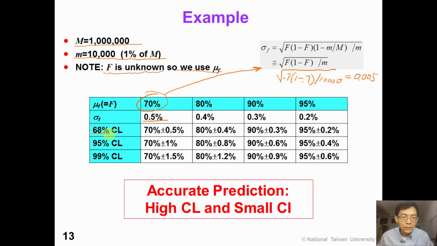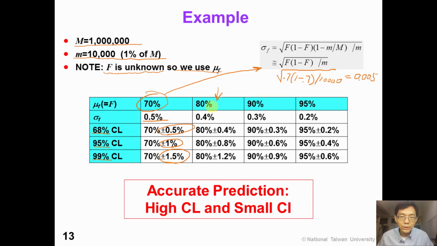If we want a 68% confidence level, we can use only plus and minus 1 sigma F. If we want 95%, then it's plus and minus 2 sigma F. If we want a 99% confidence level, then we need plus and minus 3 sigma F.